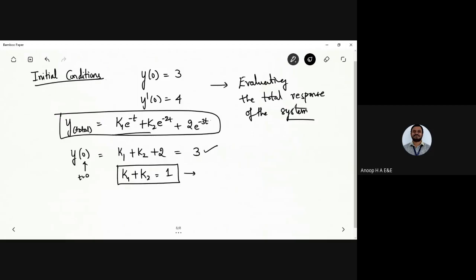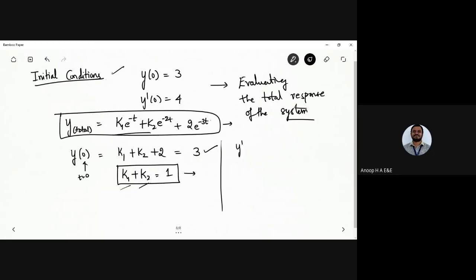So this is the first equation to find the two unknowns. As you already know, the number of initial conditions must equal the number of unknowns present to find the solution for k1 and k2. Now, next one, what do I do? I'll differentiate this equation.